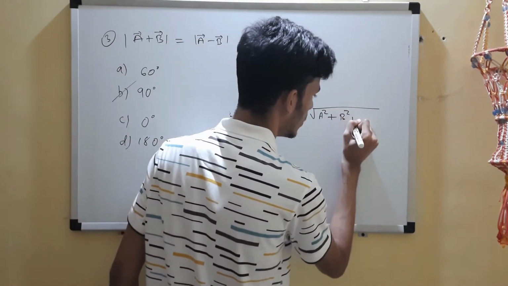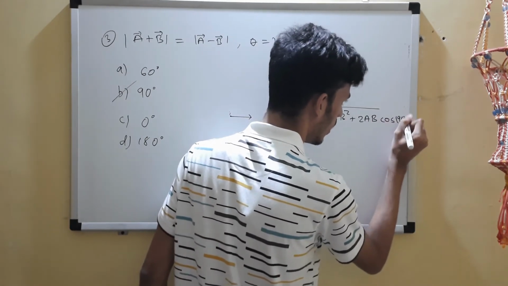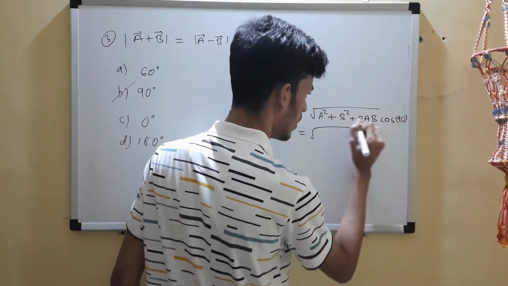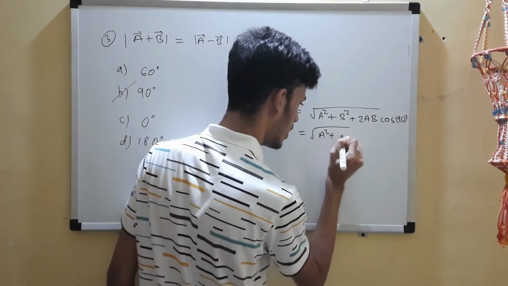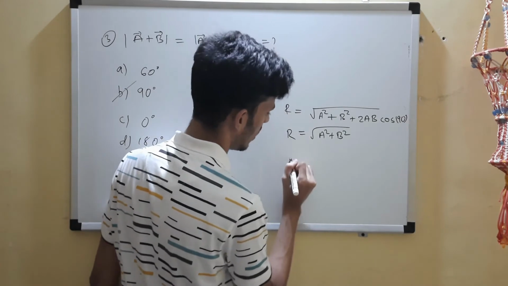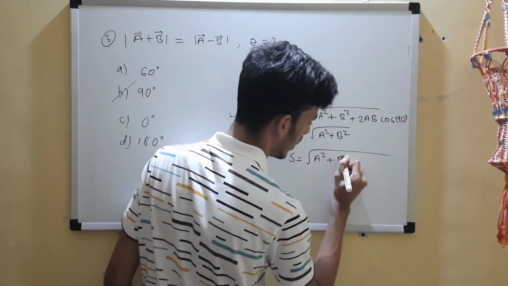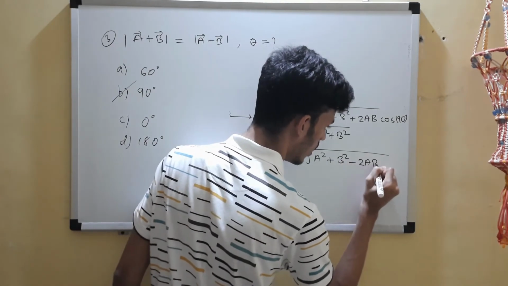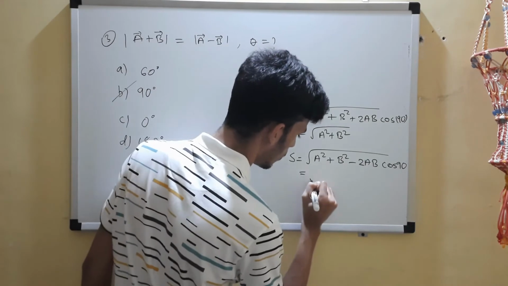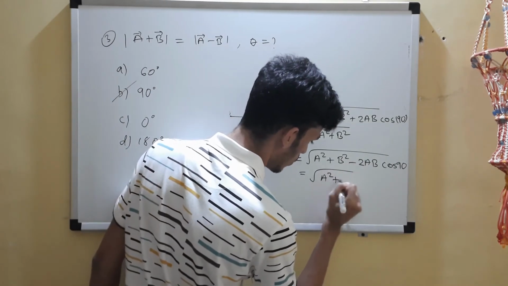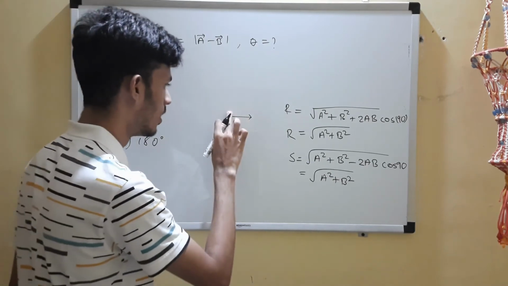a square plus b square plus 2ab cos 90, right? The angle is 90, and cos 90 is 0, so this term goes off. So you have r is a square plus b square, and in a similar way you can see that the term goes off for s, so minus 2ab cos 90 also goes off. So you get the same thing. So r is equal to s, it means the same thing.